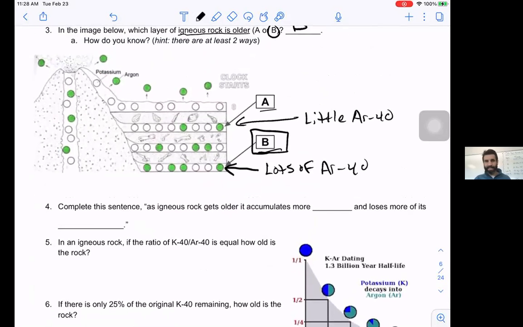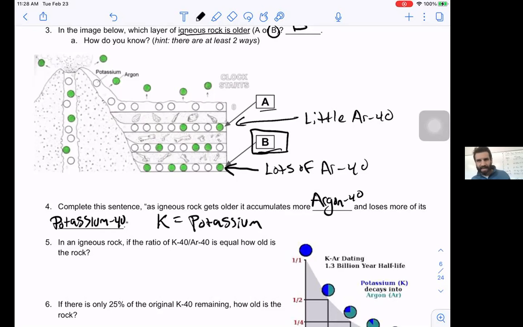Okay, so let's complete this sentence here. As igneous rock gets older, it accumulates more argon 40 and loses more of its potassium 40. And just be careful that the elemental symbol for potassium is K. So K represents potassium. Because I think P maybe they already used for phosphorus, whatever.